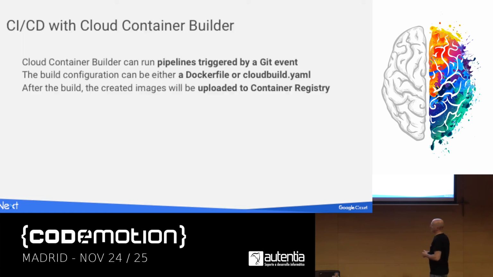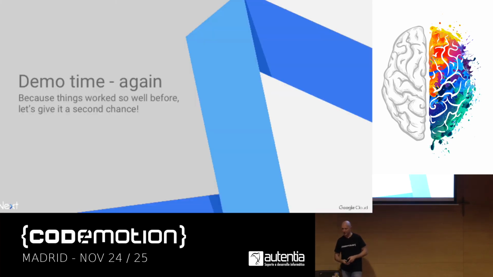So basically, you have a Git repository trigger, and then your configuration can be specified with either a Dockerfile or cloudbuild.yml, and this is going to be automatically uploaded to container registry. So let me show you what that looks like.